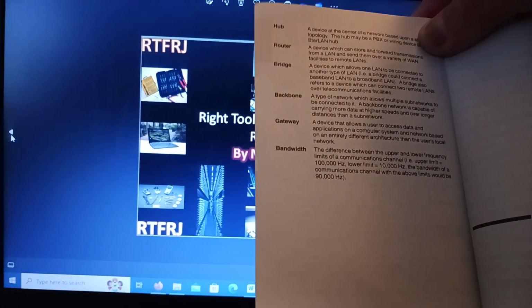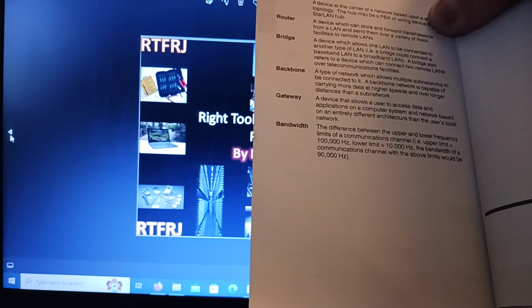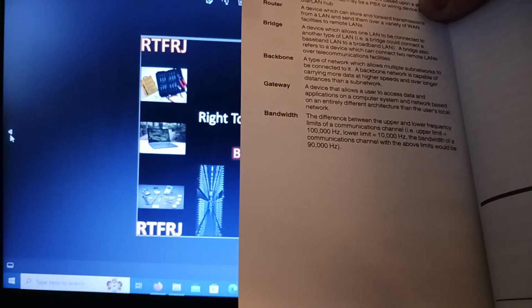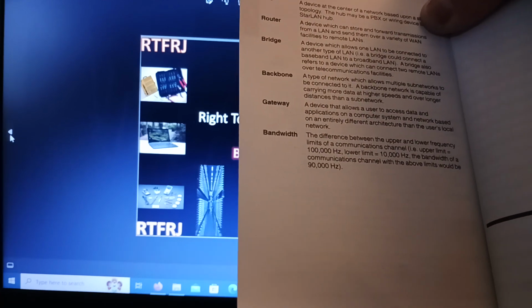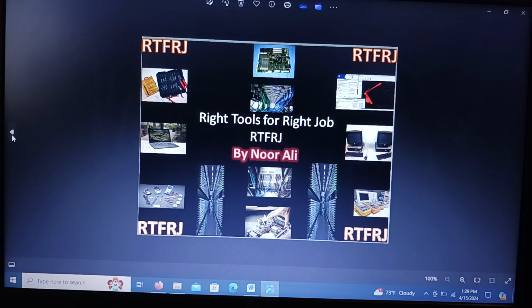Now, hub, router, bridges, backbone, gateway, and bandwidth. Bandwidth is still in use. Gateway, yes. Backbone, oh yes. Bridge, yeah, maybe. Router, oh, all day long. Hub, in the old equipment, maybe for the government, in your old cities and towns, yes, I say they're out there.